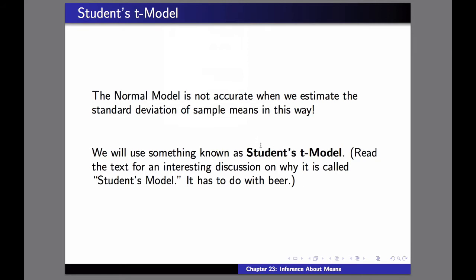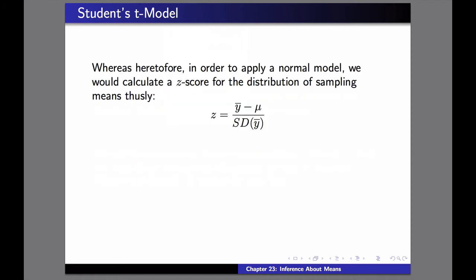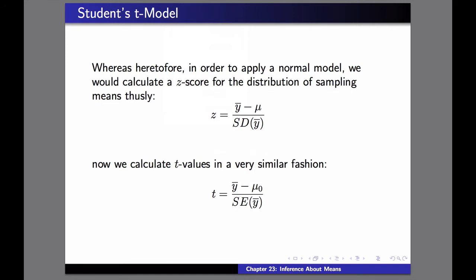If you want to know why it's called Student's t model when it was in fact invented by this guy named Gosset, you should read that section in the book, and it has to do with the beer company that he was working for. Now, whereas heretofore, in order to apply a normal model, we could calculate a z-score for the distribution of sampling means thusly. I'm just trying to say here that hopefully this is familiar to you. We can calculate t-values in pretty much the same way. So it's got different names, but the mechanics are all going to be the same.